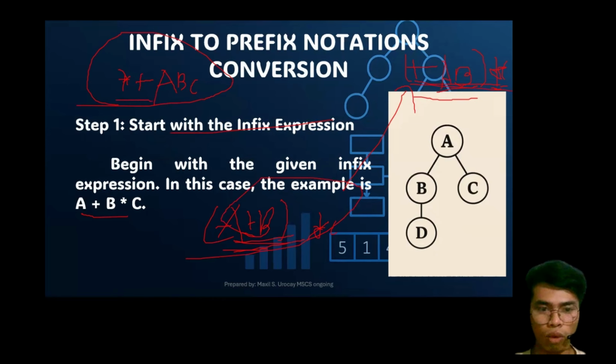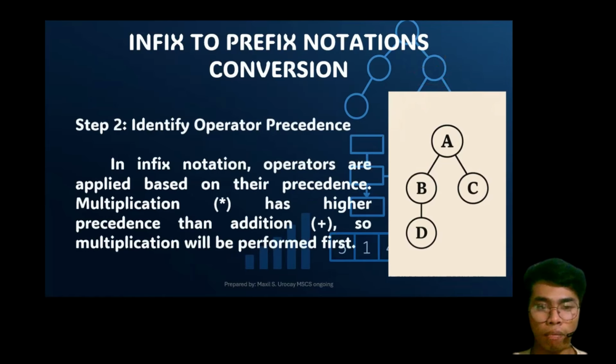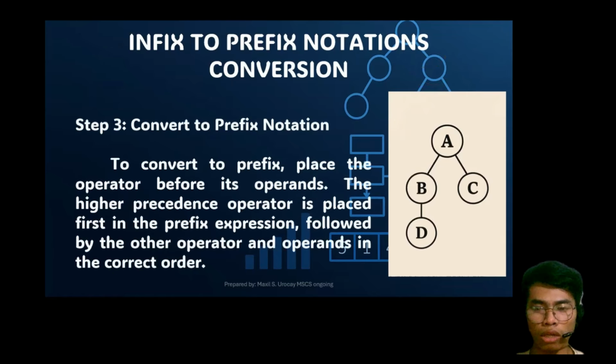Let's try to see that one. So begin with the given infix expression. In this case, the example A plus B times C. It will be plus AB first, then going to the times C, so it will become the same as this. In infix notation, operators are applied based on their precedence. Multiplication has higher precedence than addition, so multiplication will be performed first. As you can see earlier, multiplication is actually going first.